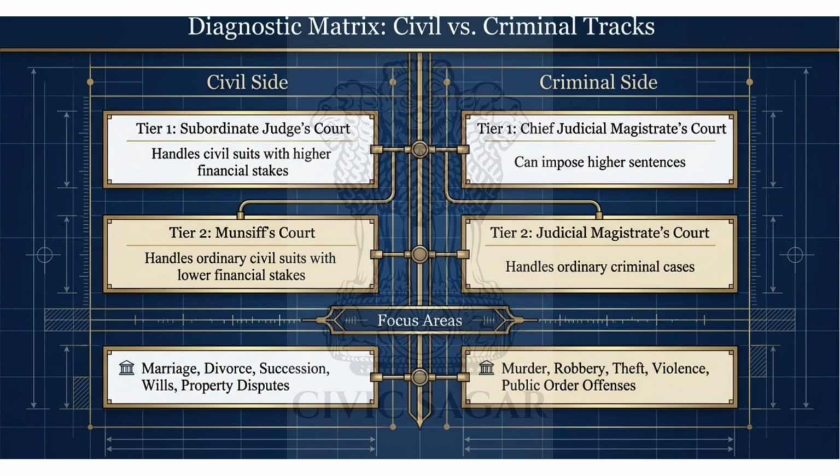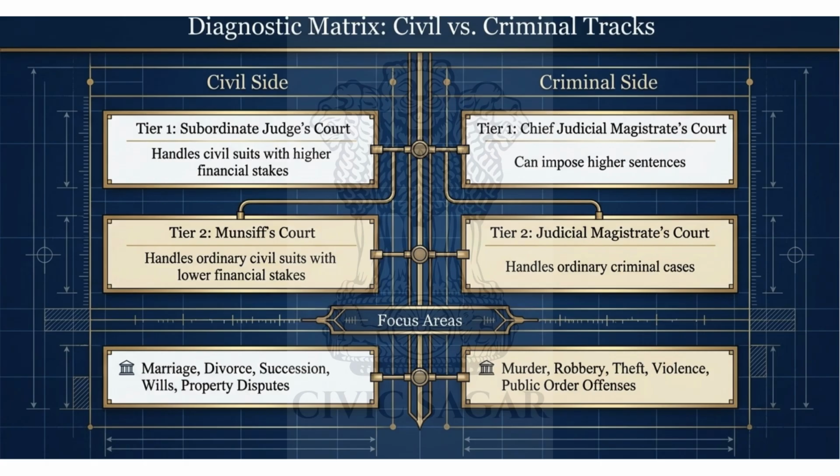Let's zoom in on this diagnostic matrix to see exactly how these two tracks are tiered. On the civil side, Tier 1 is the Subordinate Judges Court, which handles high-stakes civil suits involving larger financial values. Tier 2 is the Munsiff's Court, which manages ordinary civil suits with lower financial stakes. These courts focus heavily on everyday life events: marriage, divorce, succession, wills, and property disputes.